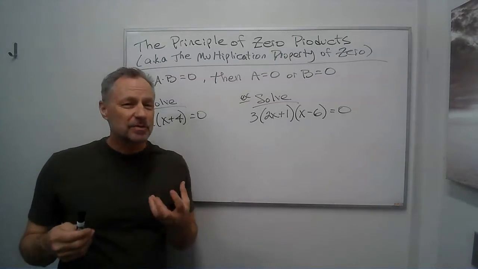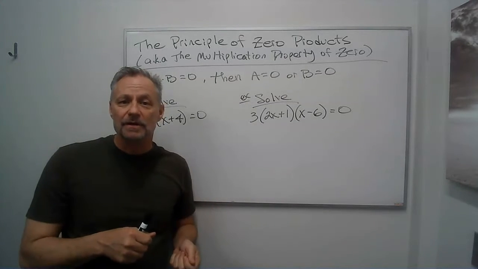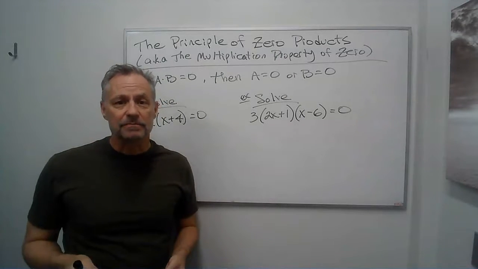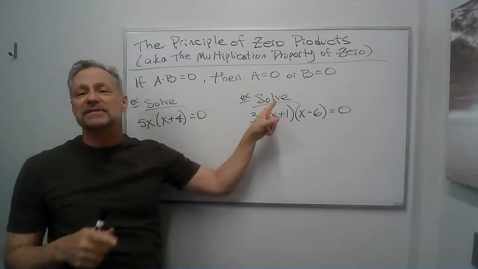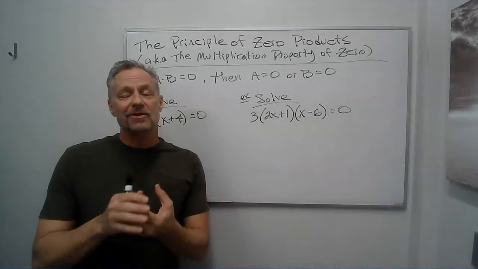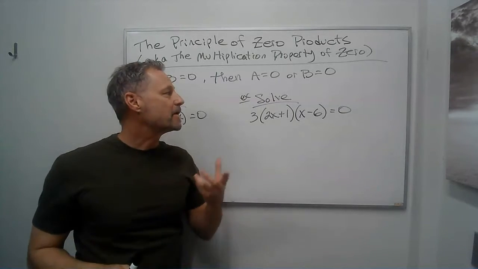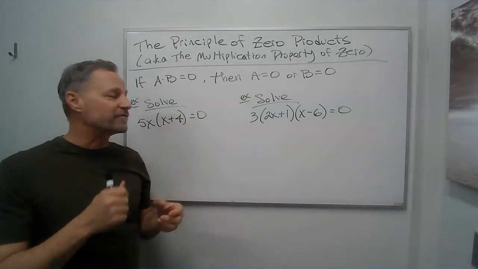Essentially what it says is, if two things are multiplied together and the product is zero, one of the numbers had to be zero. So if I have a times b equals zero, either a was equal to zero or b was equal to zero. There's no other choice. If I multiply two non-zero numbers together, I'm never going to get zero. So I can use that to solve equations. This is our first step in solving equations.